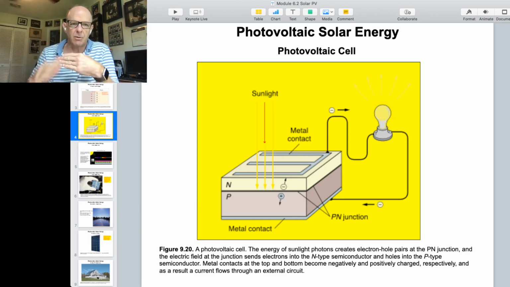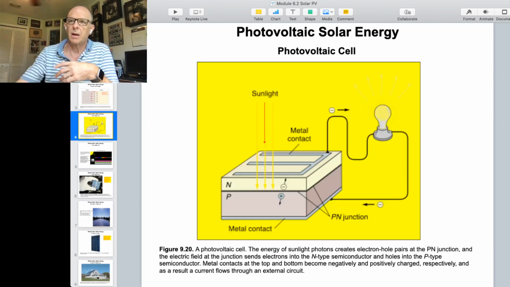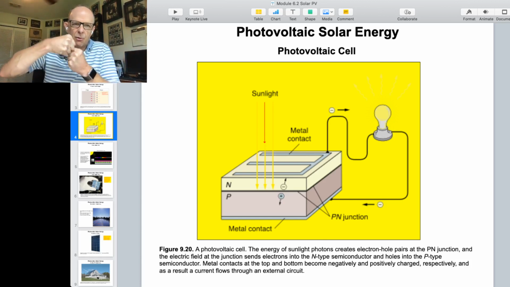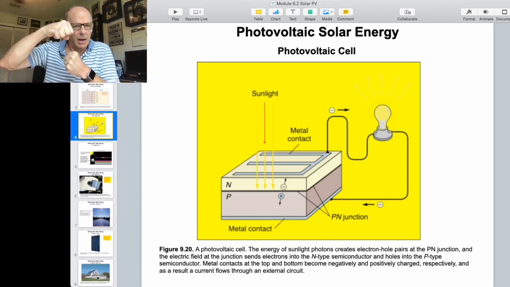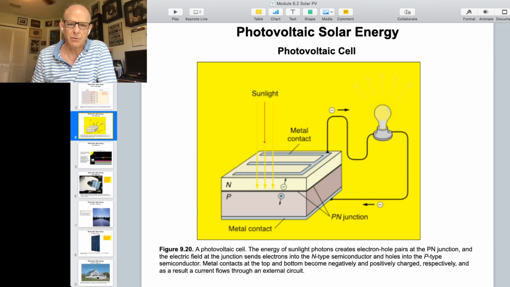There's a negative terminal and a positive terminal, and then I can connect the negative terminal to a wire and the positive terminal to a wire, and then I can hook those up to a light bulb as shown here, and the current flows through from the negative through the light bulb to the positive because opposite charges attract. So the sunlight is driving those charges apart within the semiconductor, within the photovoltaic cell, and then by hooking that up to an electric circuit, I can get a flow of electricity.